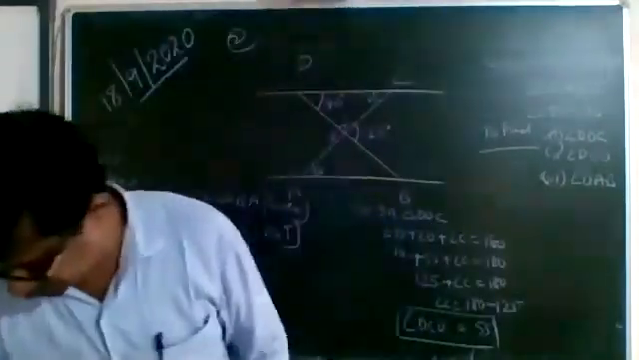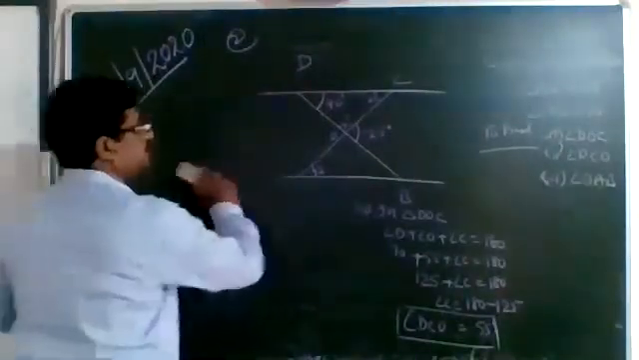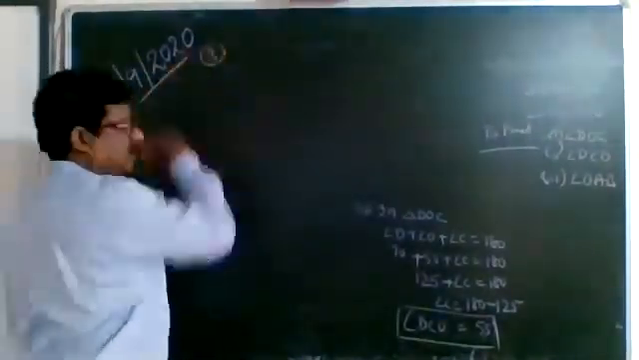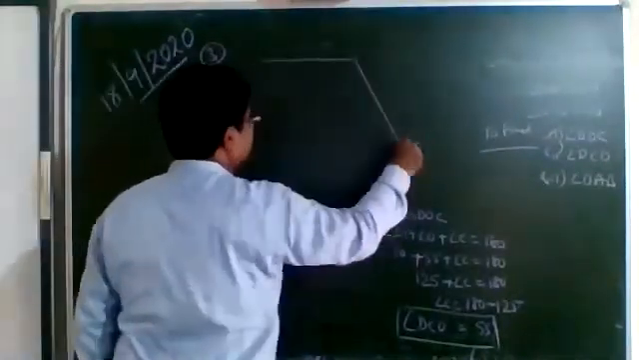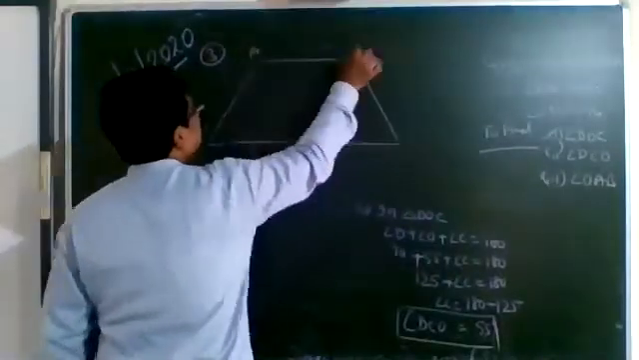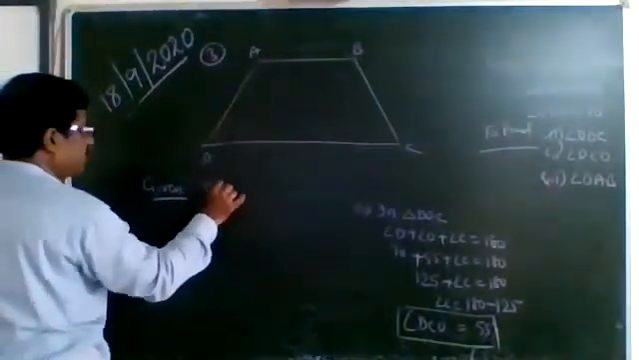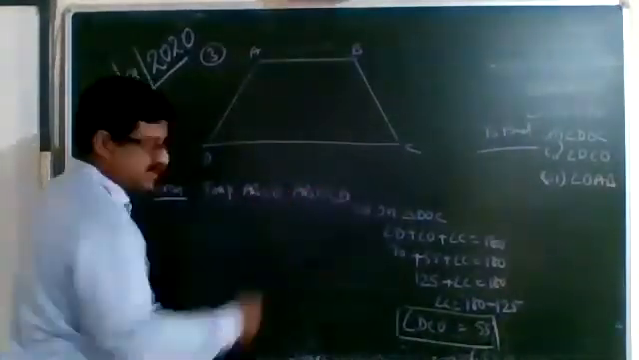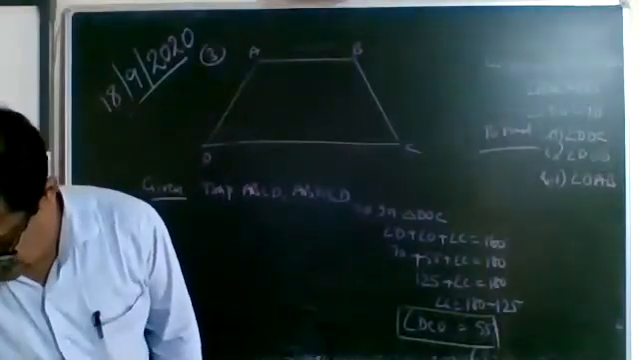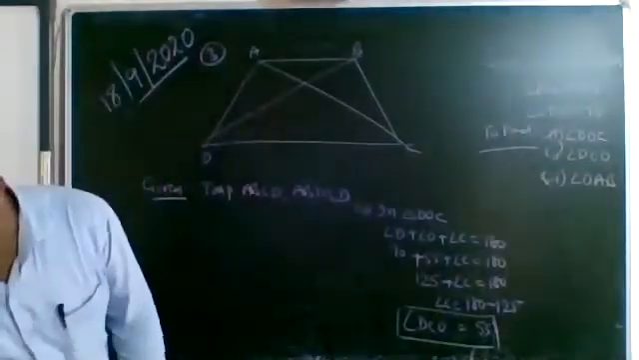Next one we will take the diagonal AC. Question number 3: diagonals AC and BD of a trapezium ABCD, AB is parallel to CD. ABCD is a trapezium in which one pair of opposite sides are parallel. I already mentioned the lines AB and CD are parallel. The two diagonals AC and BD are intersecting each other at O.